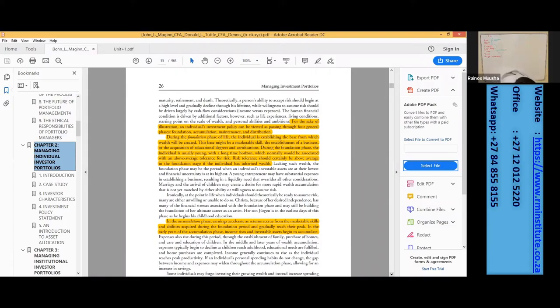Which means, in this case, please take note that when an individual is considered to be in the foundation phase, this is basically where they are still starting off in life, and maybe they have a marketable skill, or are starting a small business. Because those individuals are considered to have a long-term horizon until they retire, the assumption is that they should generally be expected to have an above average tolerance to risk as well.